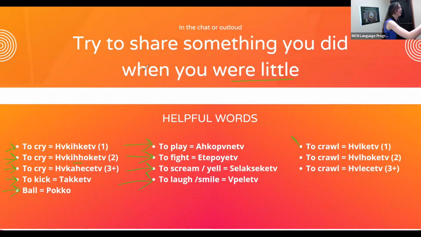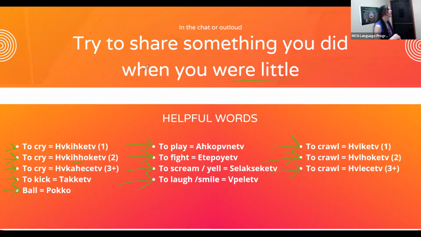And then last but not least, I thought about crawling. Well, we all crawled at some point. So for one person to crawl is halgida. To crawl for two people is halhogida. And to crawl for a bunch of people is haligida. Perfect.